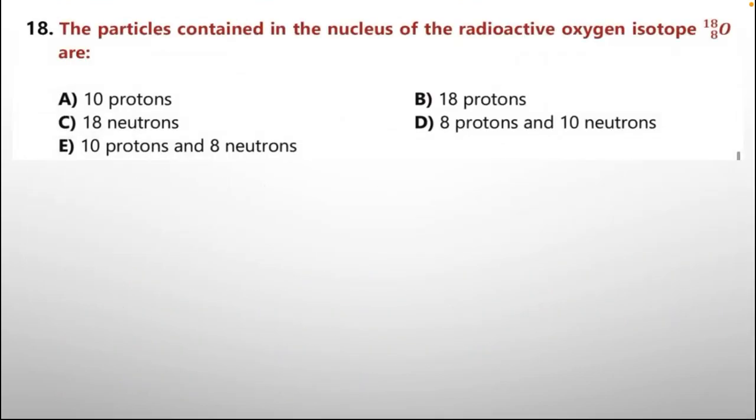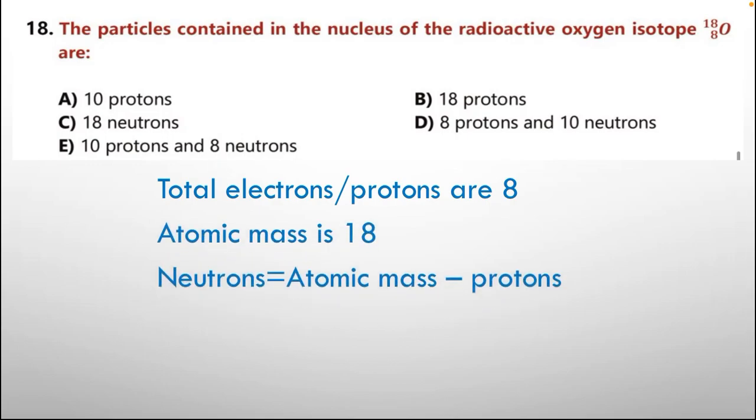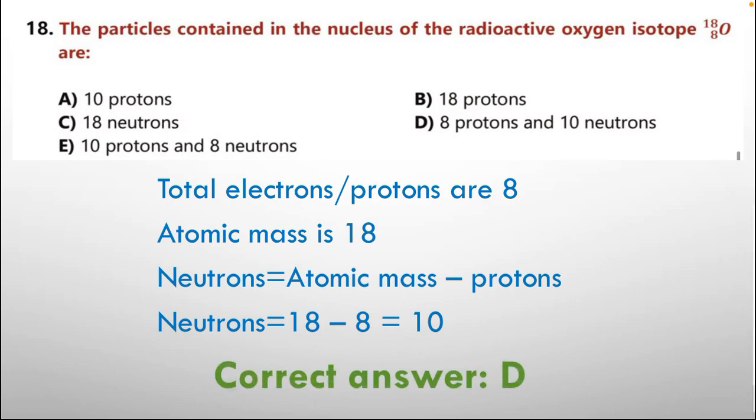Moving on, question number 18. The particles contained in the nucleus of the radioactive oxygen isotope O-18 are: A, 10 protons; B, 10 protons; C, 18 protons; D, 8 protons and 10 neutrons; E, 10 protons and 8 neutrons. So total electrons or protons are 8, atomic mass is 18. The formula for neutrons is atomic mass minus protons: 18 minus 8 equals 10. According to that, option D, 8 protons and 10 neutrons, is the correct answer.